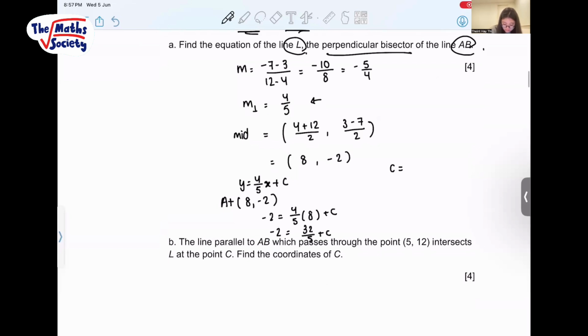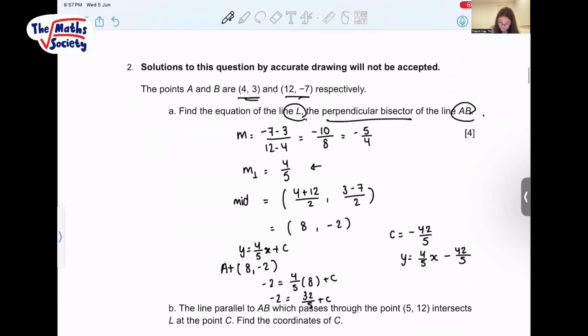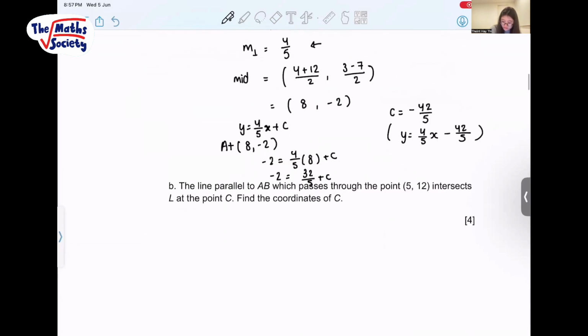And then c is just equal to minus 2 minus 32 by 5. So you will get minus 42 by 5. So you have y equals to 4 by 5 x minus 42 by 5. And you can actually simplify this, just multiply by 5. So you have 5y equals to 4x minus 42, and that's the simplified version of the equation.